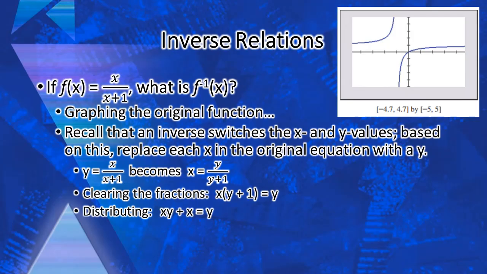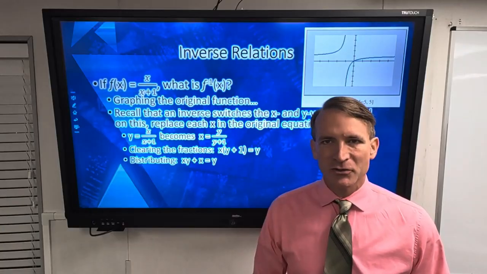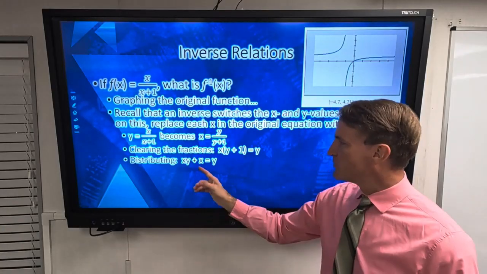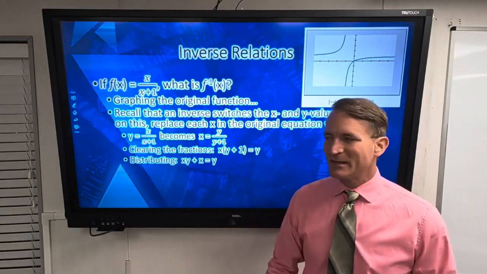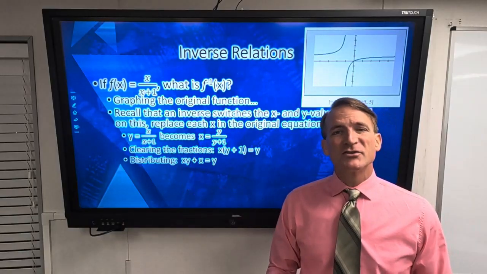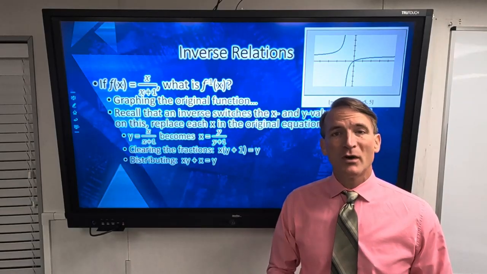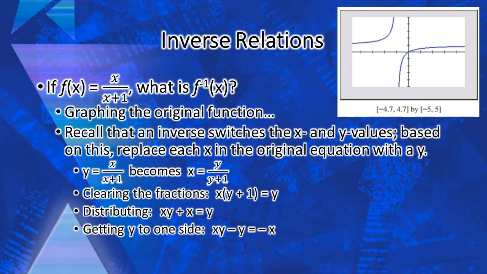Now I can distribute, so this becomes xy plus x is equal to y. Now here's where a lot of students will make mistakes, at least until they start remembering things that they learned from Algebra 1 and Algebra 2. A lot of people at this point would say, well, I need to solve for y, so I need to divide everything by x to get rid of this xy piece. No, that's not the way we do it. Let's go ahead and get all of our y's to one side first. So I'm going to subtract y from both sides, but I'm also going to subtract x from both sides, because I want all my y's on one side, all my non-y terms on the other.